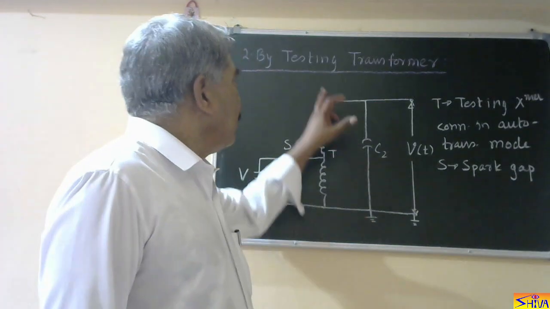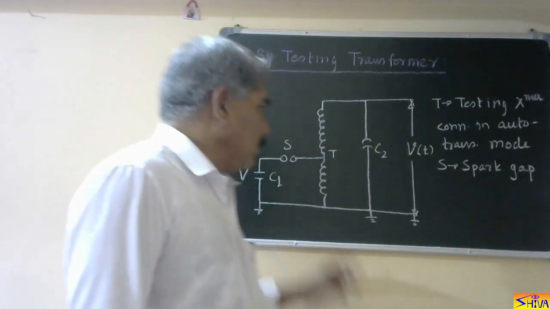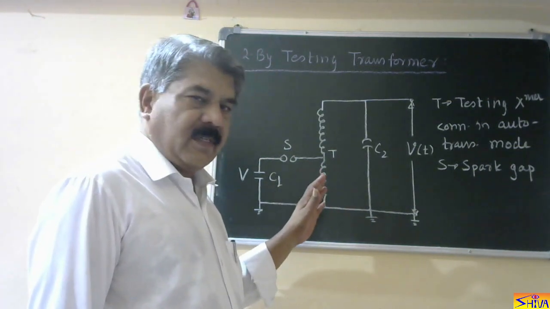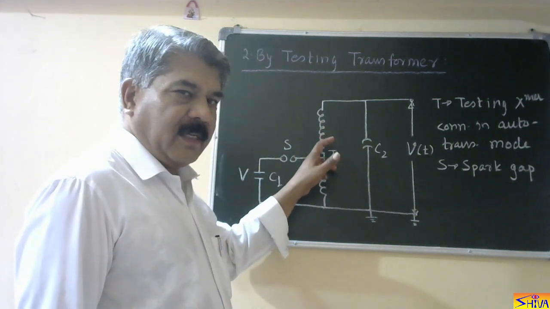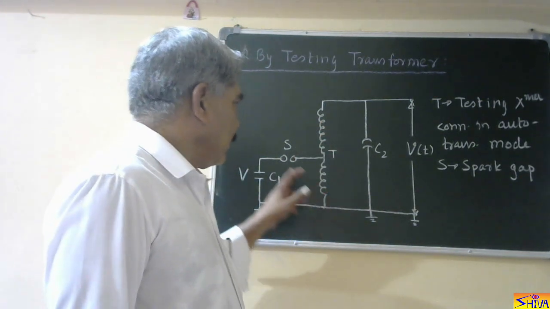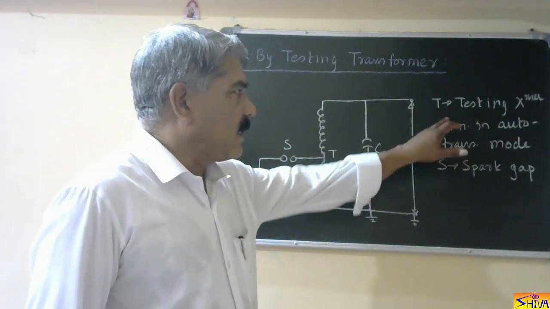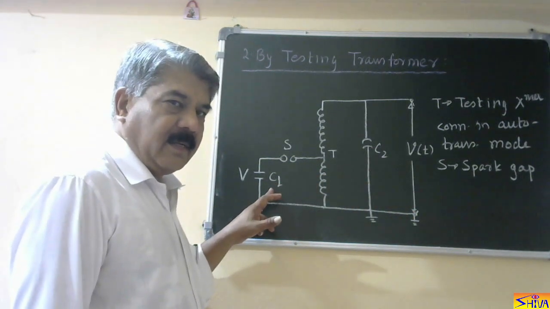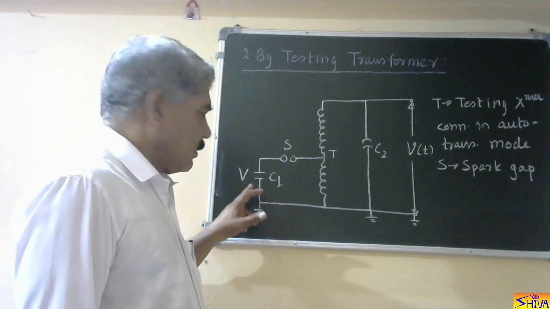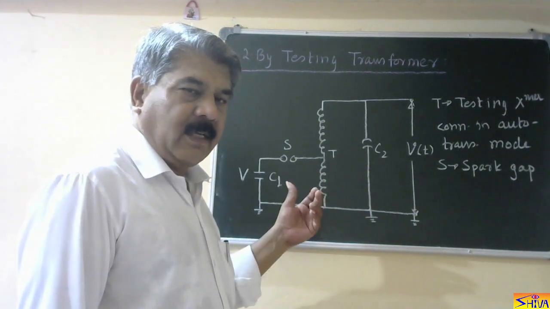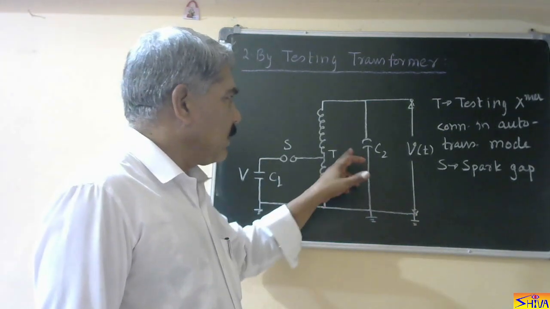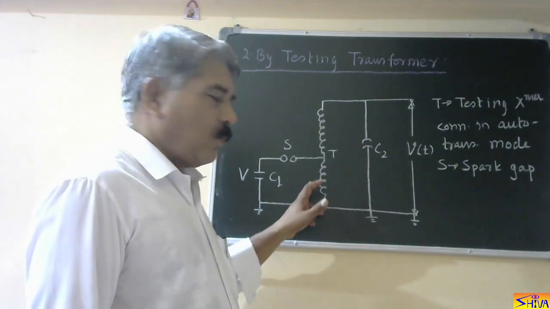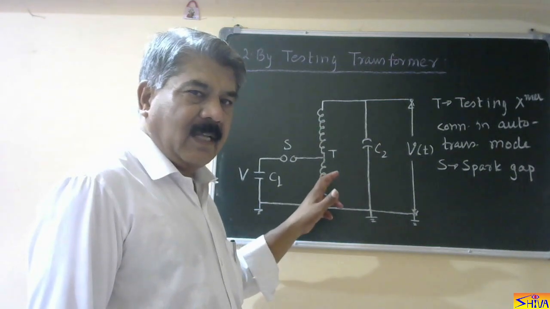Second method is by testing transformer. This is the testing transformer that is used to generate power frequency high voltage. This testing transformer is connected in auto transformer mode. T is testing transformer connected in auto transformer mode. S is spark gap. C1 is capacitor, which is charged to some DC voltage. It is same as used in the Marx circuit or modified Marx circuit. C2 is wave shaping network capacitor. So we are having two capacitors, C1 and C2. These are two windings. They are having resistance as well as inductance.